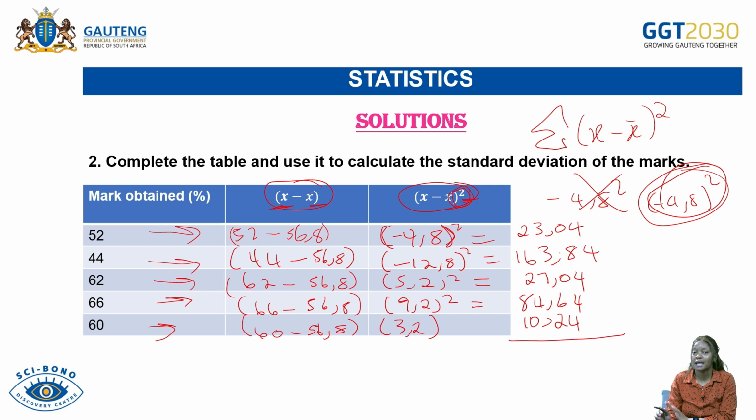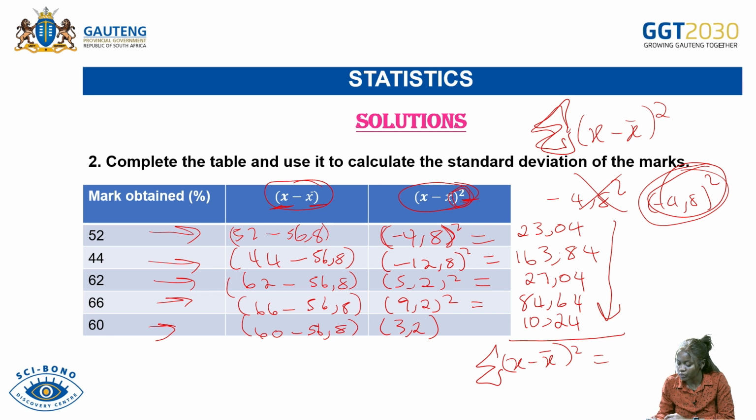Okay, you are not done. We said we are finding the sum of this. So you have to add everything going down so that you can get the sum of everything. So the sum of x minus x bar squared is going to be given as, let's add everything. You'll add your 23,04 plus your 163,84 plus your 27,04 plus your 84,64 plus your 10,24.